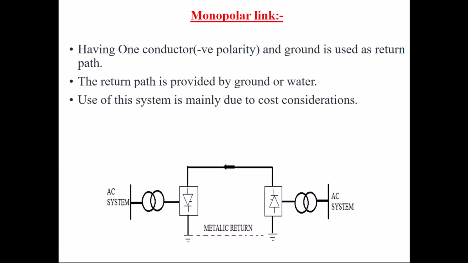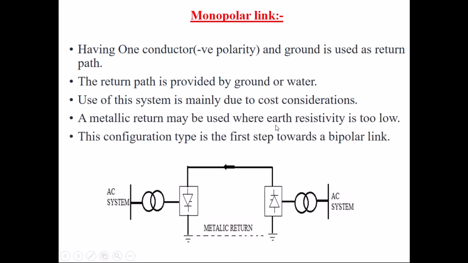And we use the ground as a return path in this monopolar link operation. Or if you use a submersible cable, if you transmit the DC power through water, you use only one submersible cable and you use the water as a return path also. This system is generally used to reduce the cost of the system because we require only one conductor. So this is the first step towards the next HVDC link, that is the bipolar link.